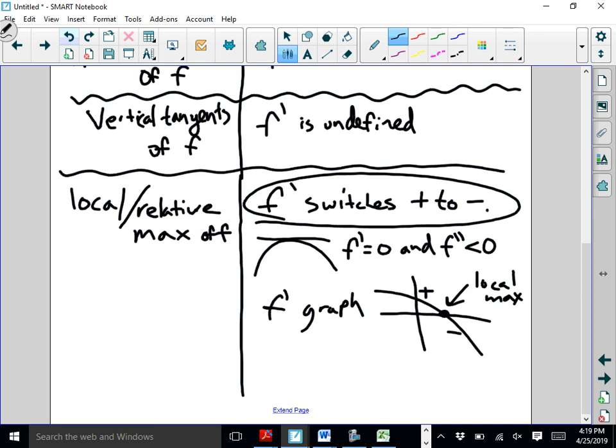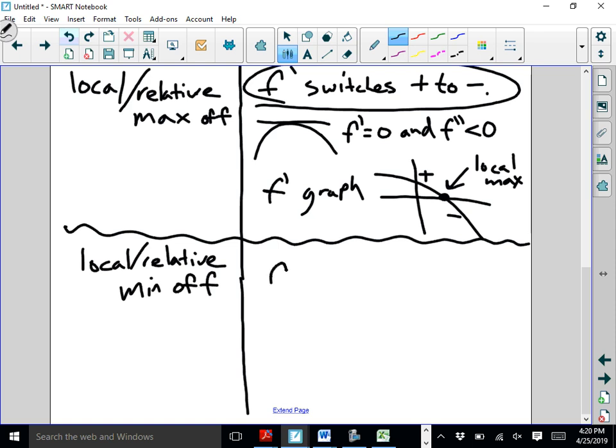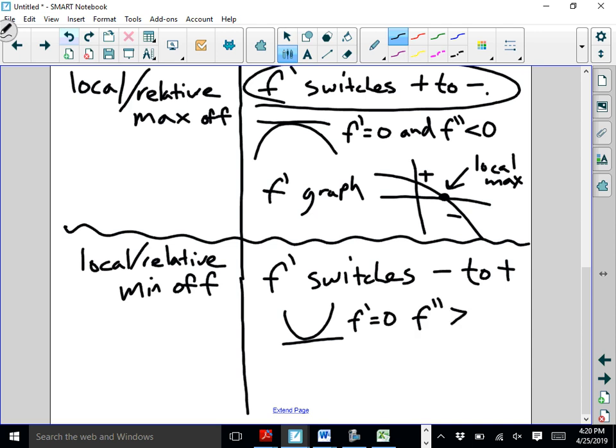Next one. Local or relative min of F. Okay? Again, the big one here is F prime switches minus to plus, negative to positive. A local min also could be when F prime equals 0 and F double prime is positive. Concave up and a critical point would indicate a local min.